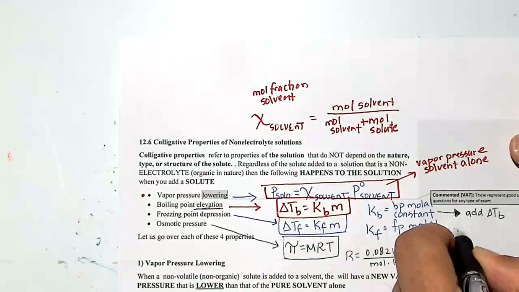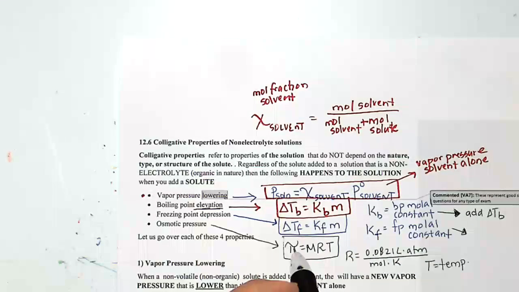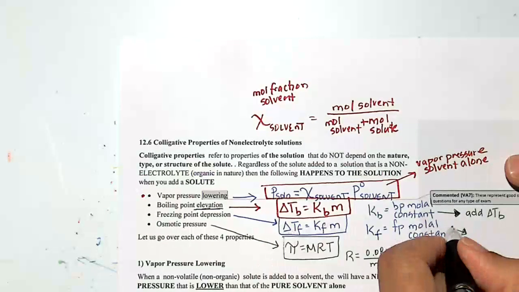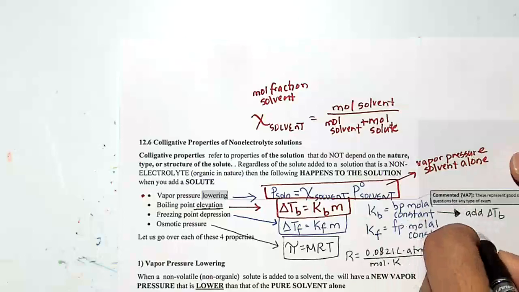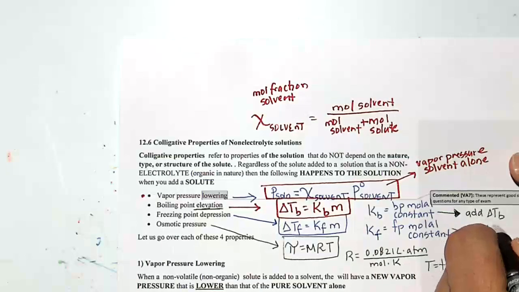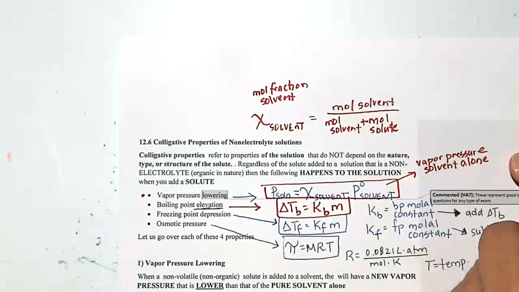What about delta TF? You calculate the change in the freezing point. What will the new freezing point be? It'll be lower. So you take this, and the new freezing point will be lower. So you subtract delta TF to get the new freezing point.